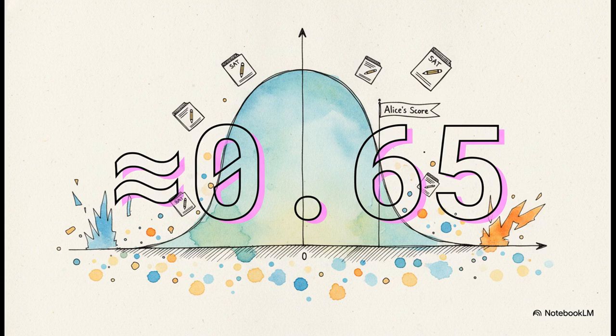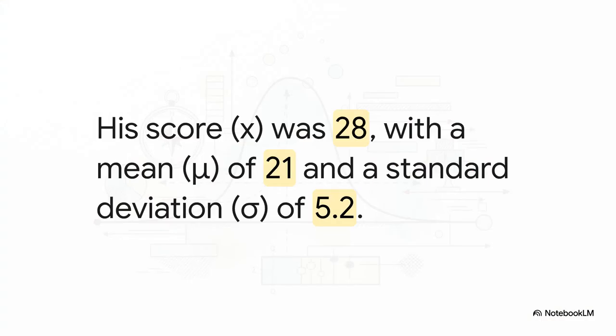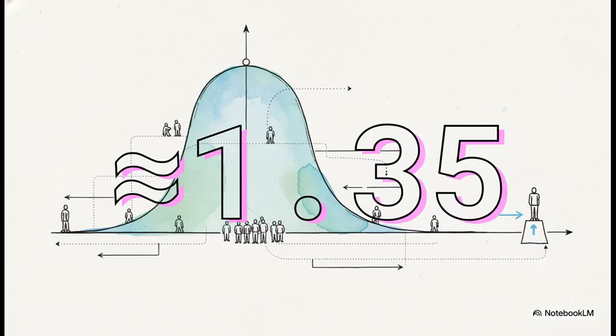Definitely better than average. Now it's Bob's turn. We're going to do the exact same thing. We take his score of 28, subtract the average ACT score of 21, and then divide that by its standard deviation, which is 5.2. And look at that. Bob's Z-score is about 1.35. That means his score was a full 1.35 standard deviations above the average for everyone who took the ACT. So he was actually further above his group's average than Alice was from hers.